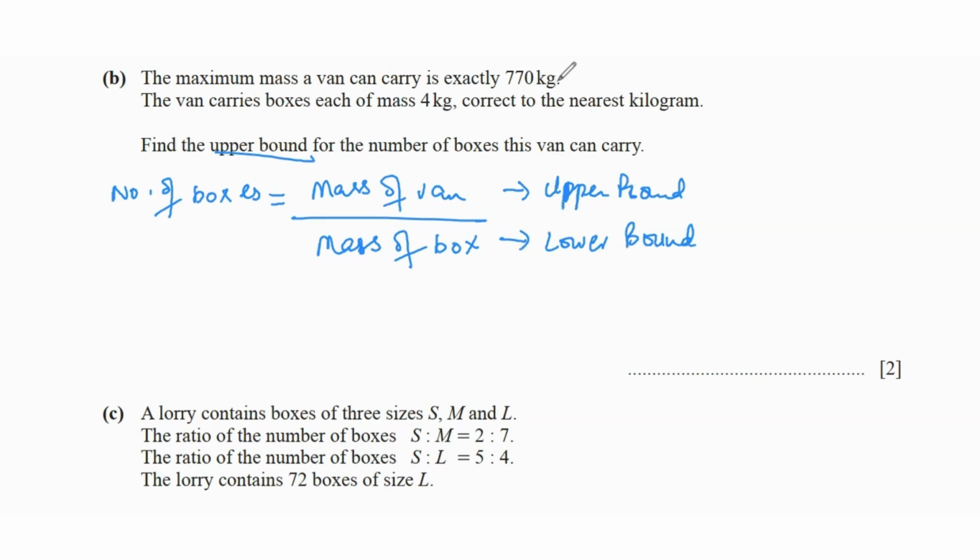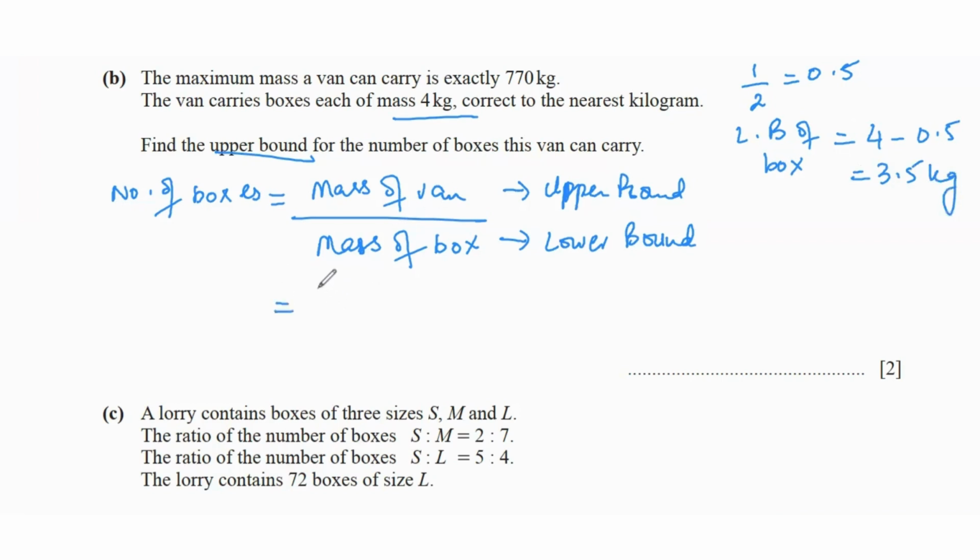So now let's find the upper and lower bounds for each. So the maximum mass a van can carry is exactly 770. The van carries boxes each of mass 4 kg correct to the nearest kilogram. So for this, our degree of accuracy is going to be 1/2, which is 0.5. So the lower bound for the box is going to be 4 minus 0.5, which is 3.5 kg.